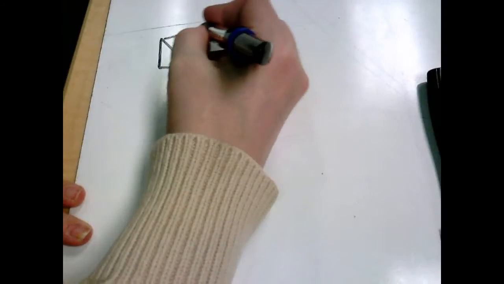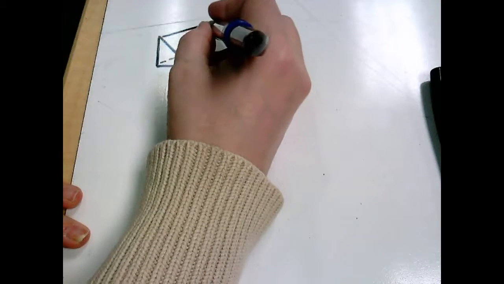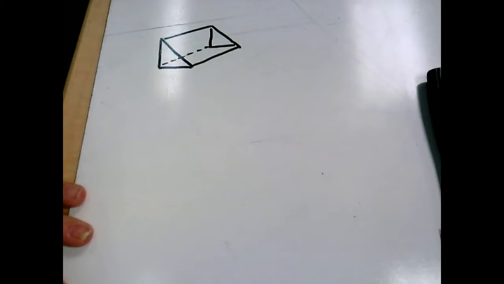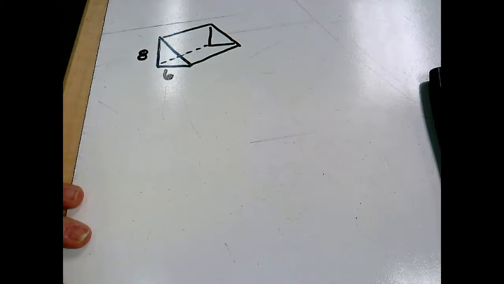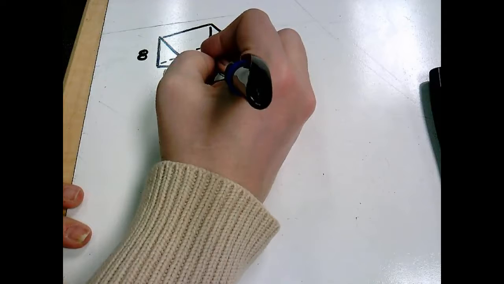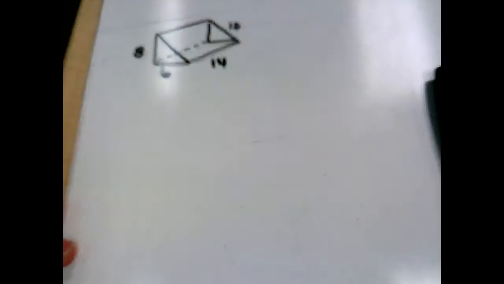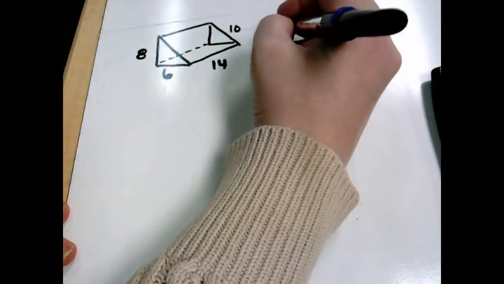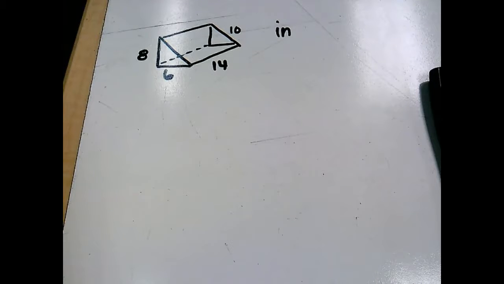The first example problem that we want to work out here, we have a triangular prism which has a width of 6, a height of 8, and then a depth of 14. It also has a slant height or a hypotenuse here of 10. All of these units are in inches. However, I want to point out that that slant height is a red herring. That's put there intentionally to try to send you down the wrong path.